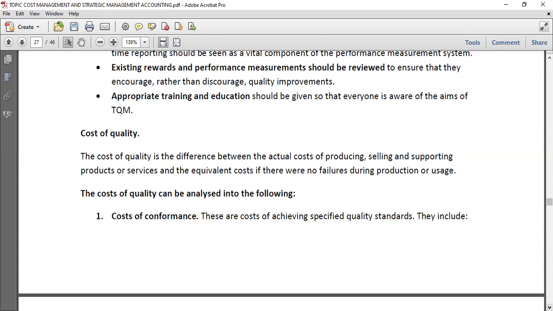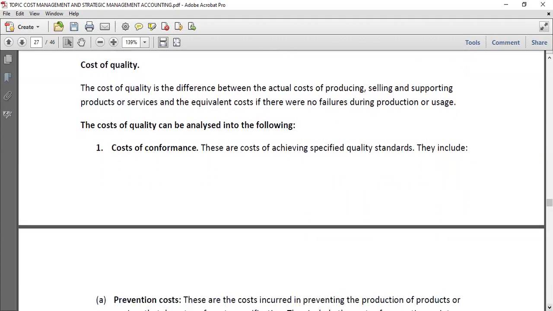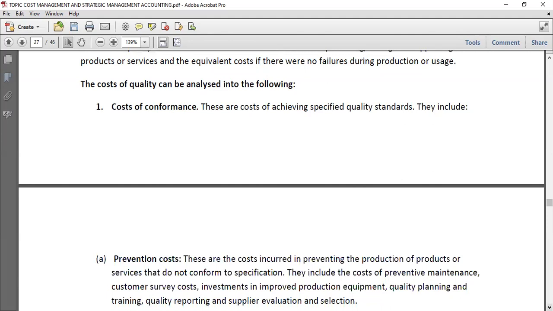So we must make sure that we study the cost of quality, okay? So basically here, the cost of quality is the difference between the actual cost of producing, selling, and supporting a product, and the equivalent costs if there were no failures during the production or usage, okay? So the cost of quality can be looked at in terms of cost of conformance, okay? Making sure that the products conform to the standards.